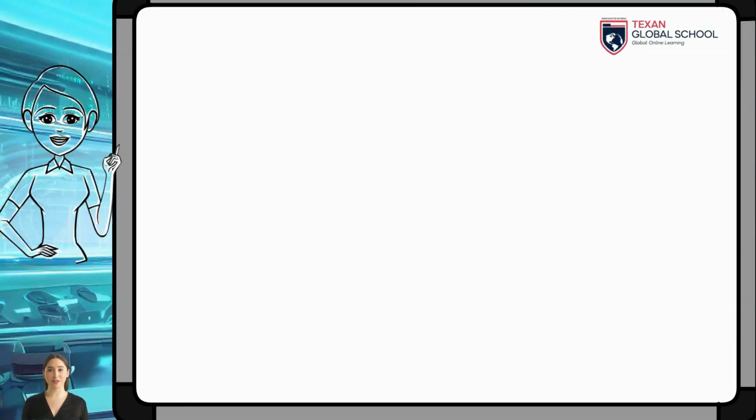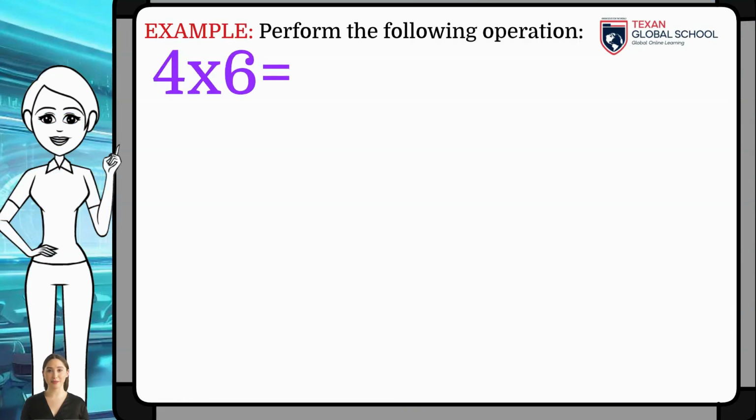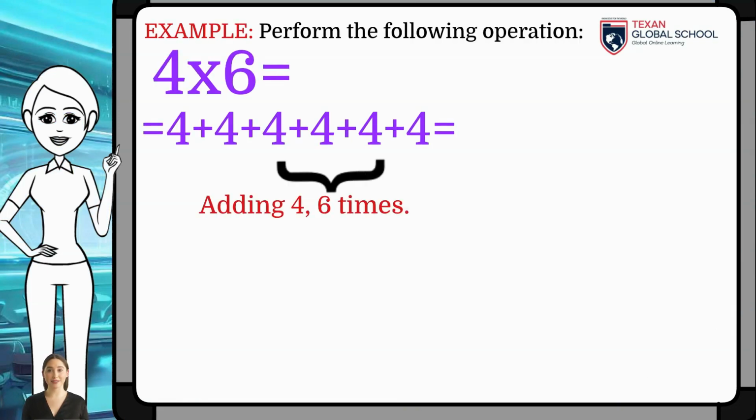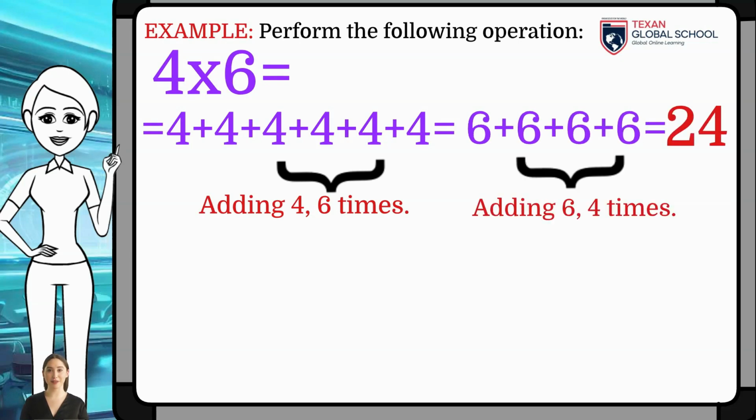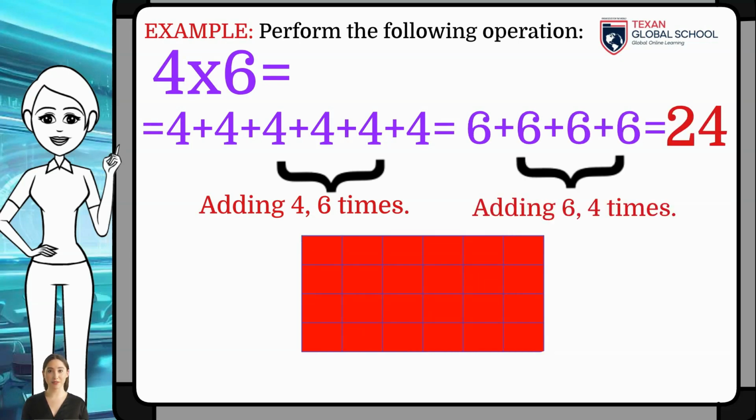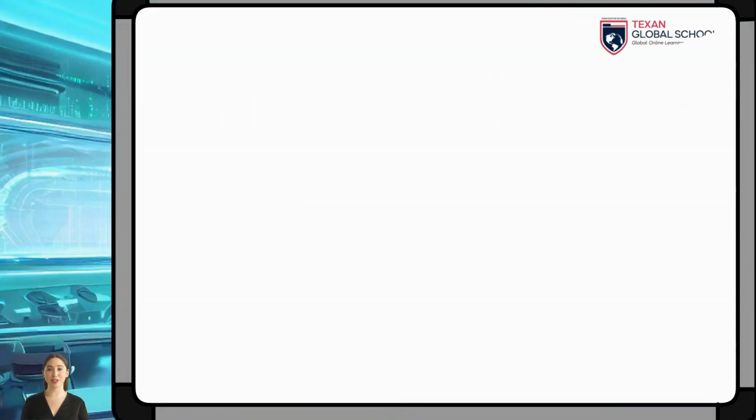Now, multiply 4 by 6. So, we add 4 6 times, or we add 6 4 times. Therefore, 4 times 6 is 24. The model represents 4 rows by 6 columns, so we have 24 ones. Thus, we conclude that 4 times 6 is 24.